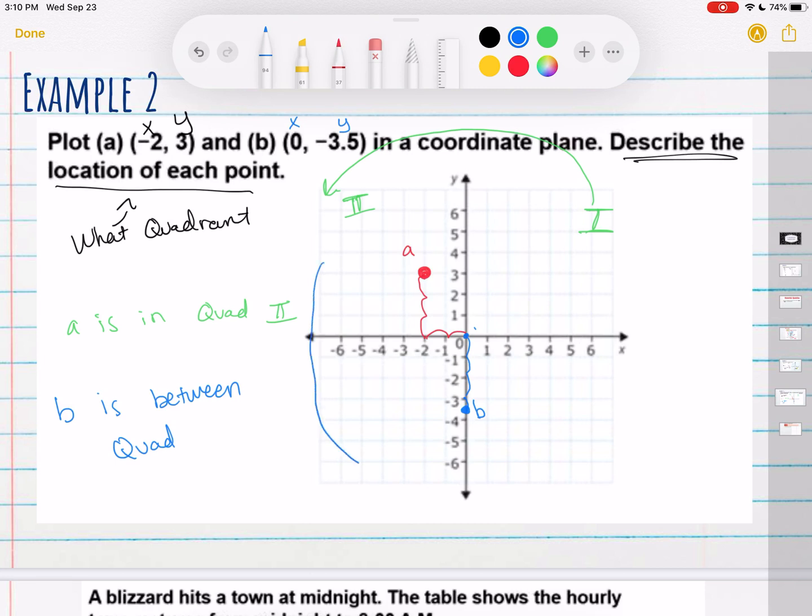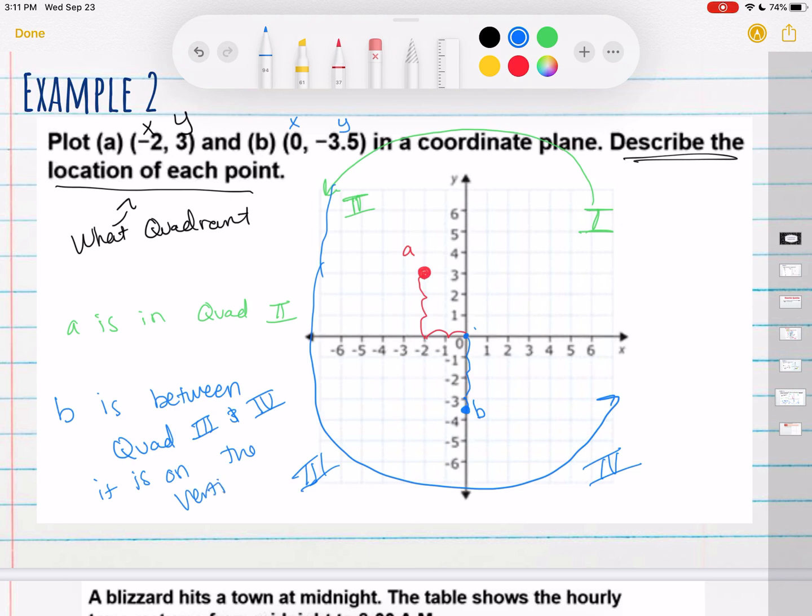If we keep extending this, right? Remember, we go counterclockwise. Here's quadrant 3, and here's quadrant 4. It's quadrant 3 and quadrant 4. You could also say it is on the vertical axis or the y-axis.